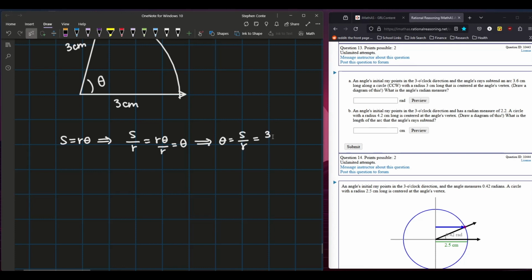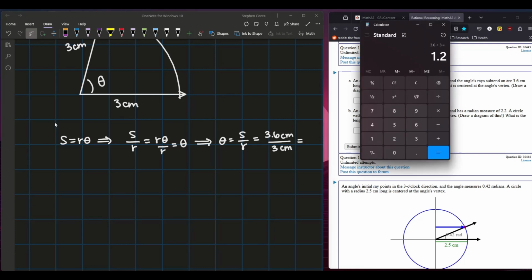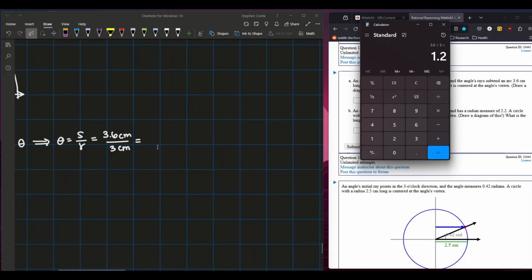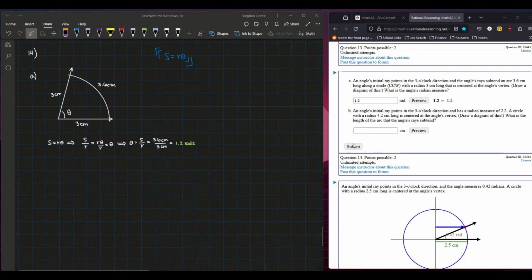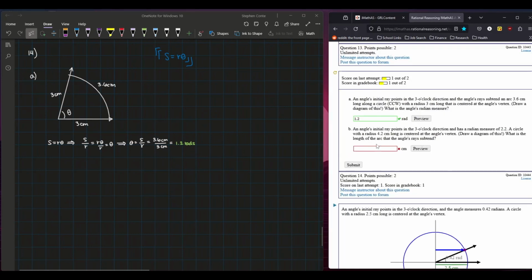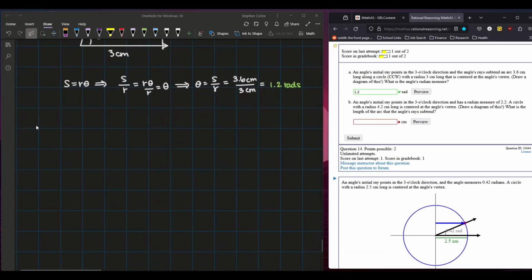Plug in the values that I have, right? So I have 3.6 centimeters over 3 centimeters, which ends up being 1.2 centimeters, or not centimeters, sorry, which ends up being 1.2 radians. Okay, so 1.2. Right, and then part B.